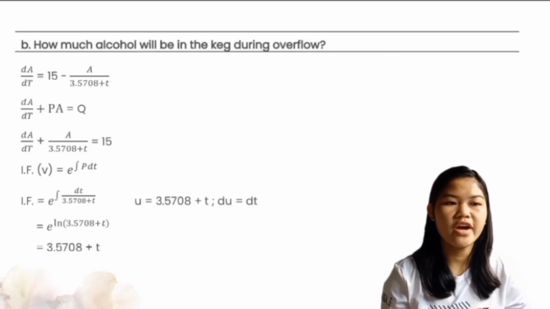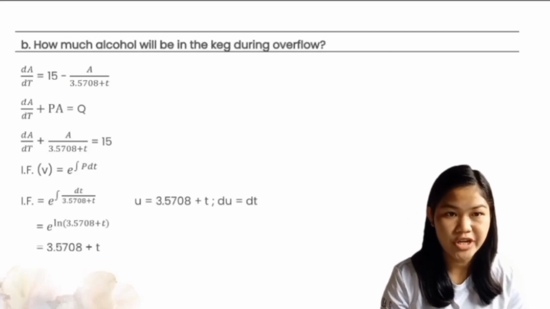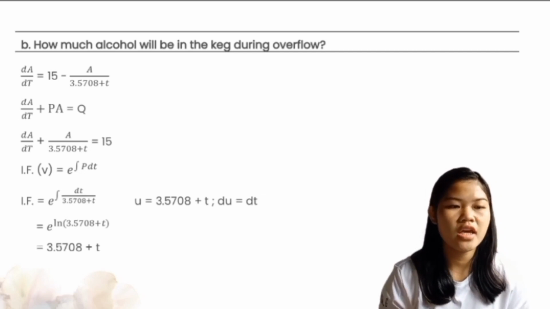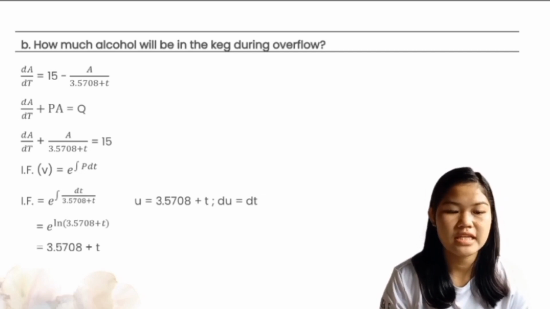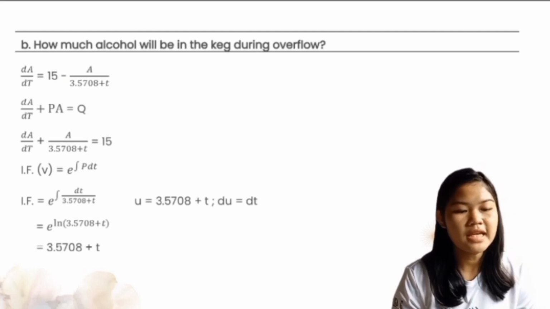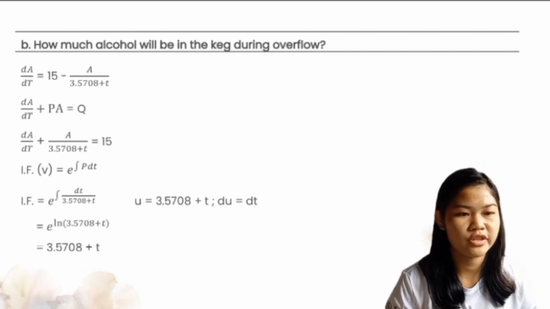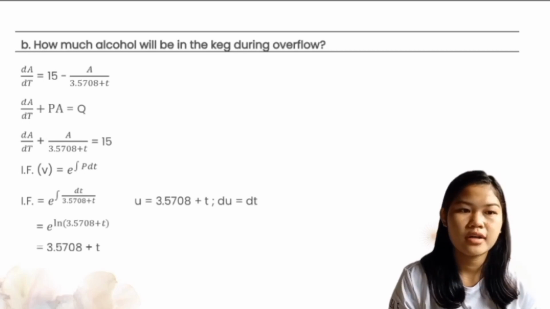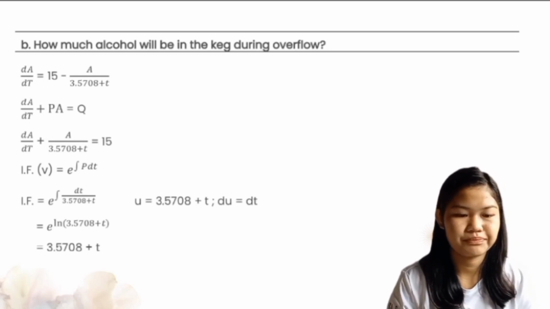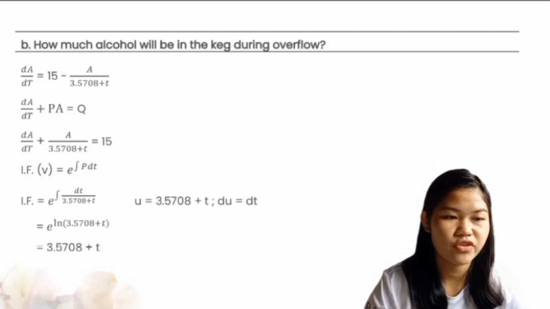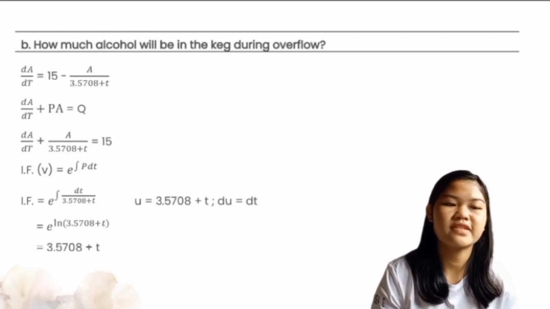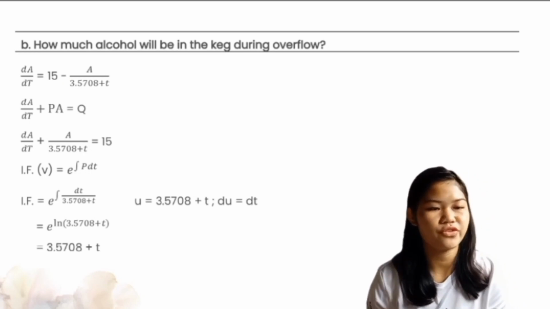So we have here our first order linear differential equation in the form dA over dt plus PA is equal to Q, where P is equal to 1 over 3.5708 plus t and Q is 15. So we have dA over dt plus A over 3.5708 plus t is equal to 15.